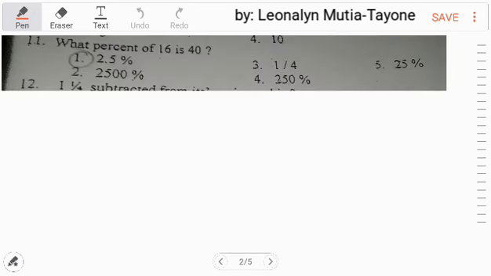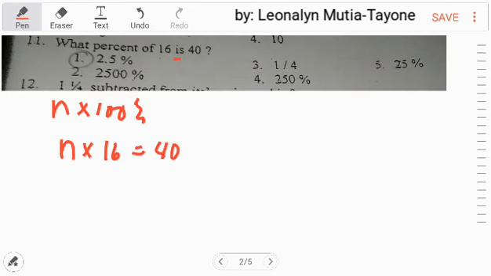Let's do question number 11. What percent of 16 is 40? So, let n be that number and then para percentage ang sagot natin, n times 100%. What percent? So, let n be that number. N of 16, of multiplication yan, 16, is equal sign natin yan, 40. So, ito na yung equation natin.